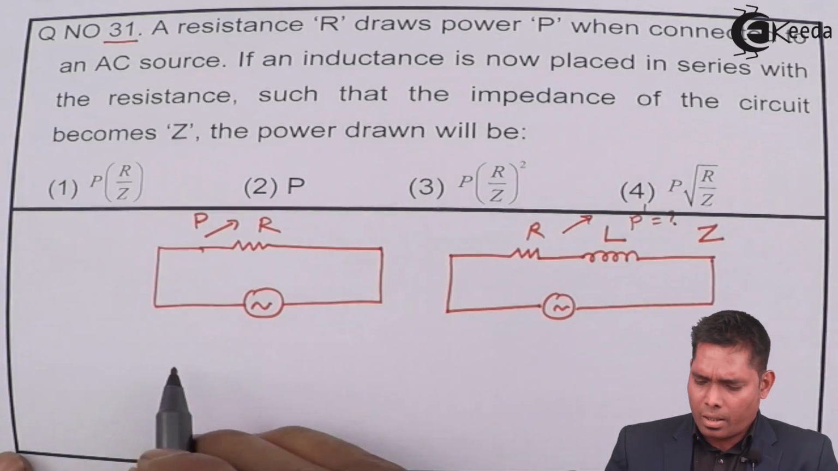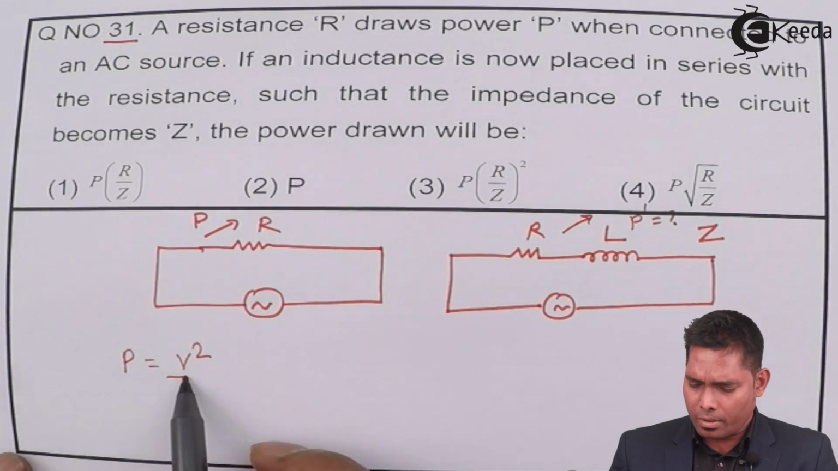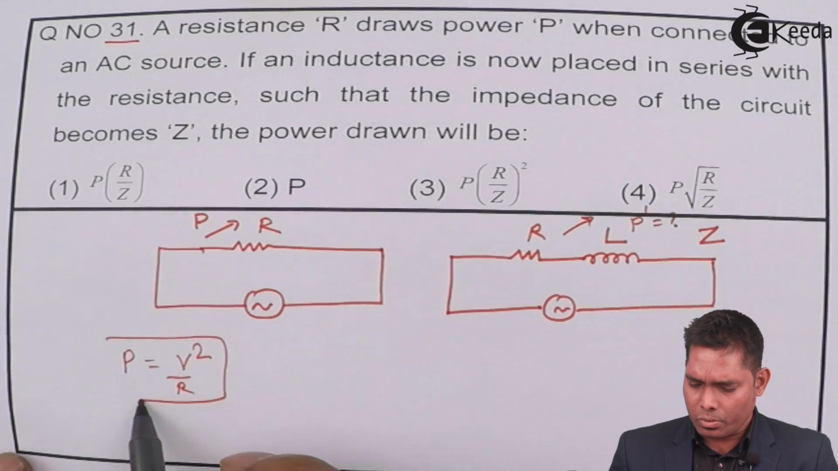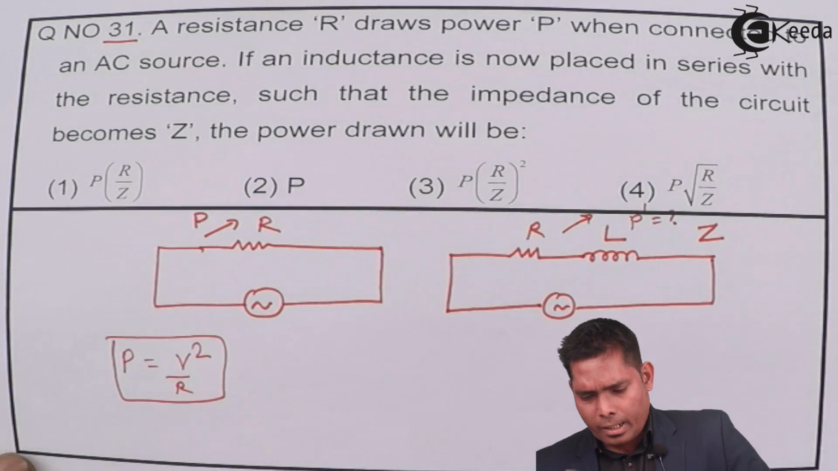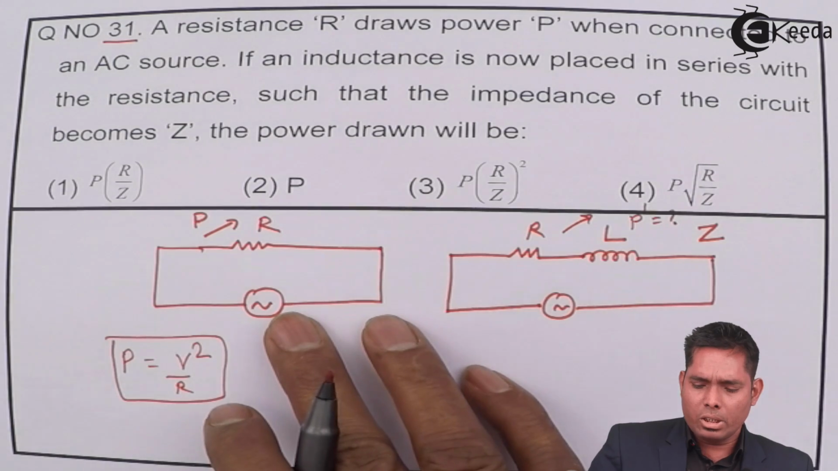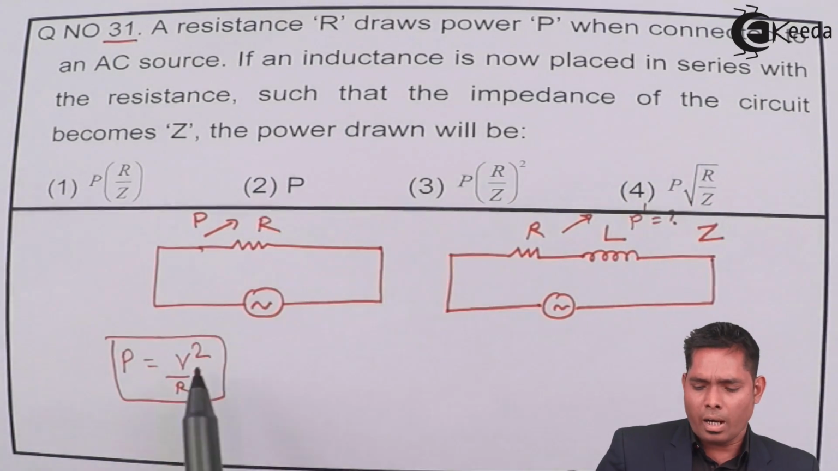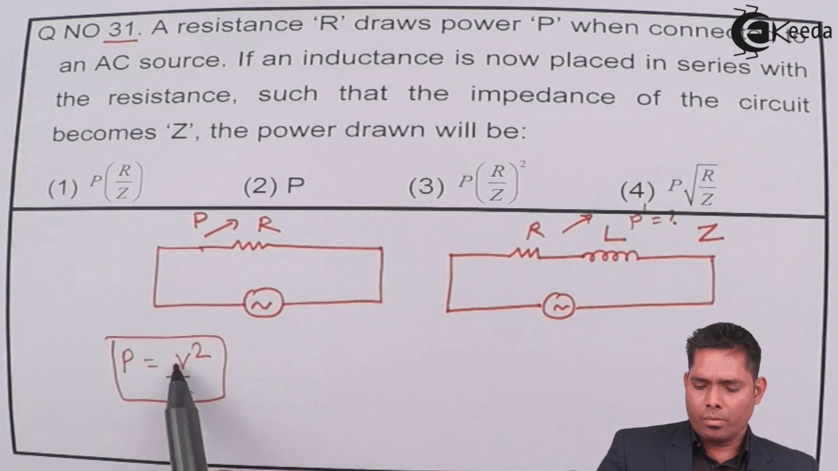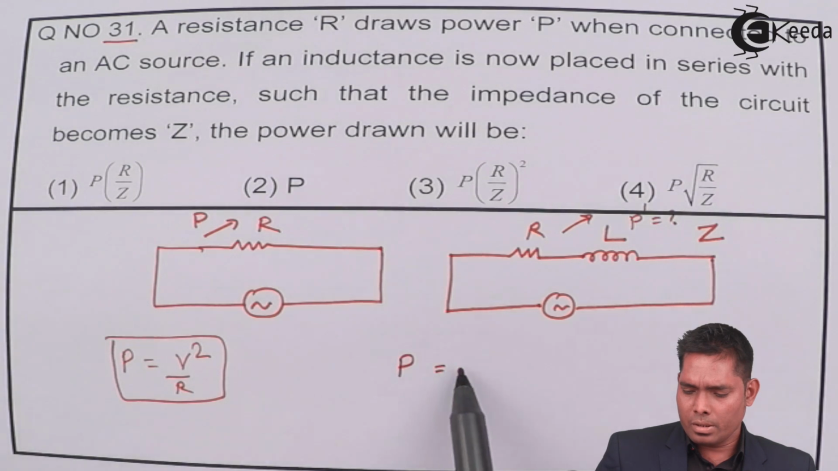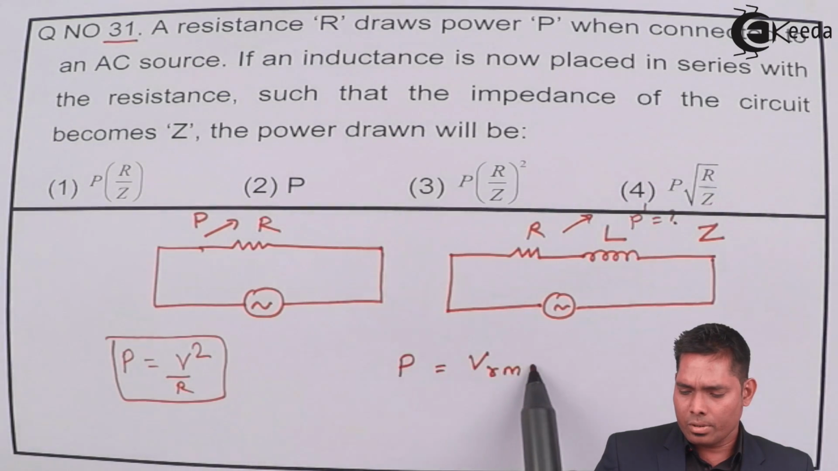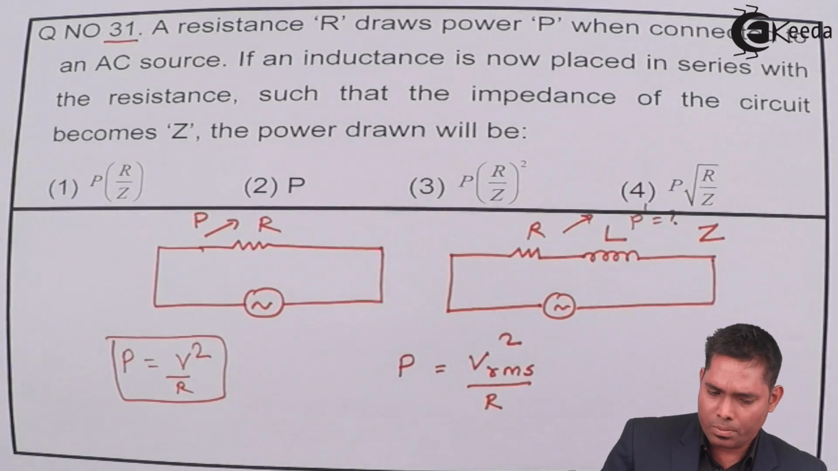Power is V square by R. We know that power is V square by R. This is the formula you use. Here, because it is not a DC source but an AC source, we have to use the RMS, root mean square voltage. So the power is VRMS square divided by R. This formula we use.